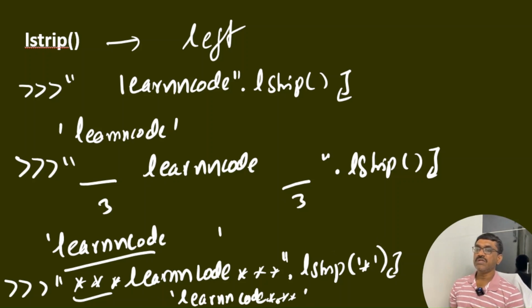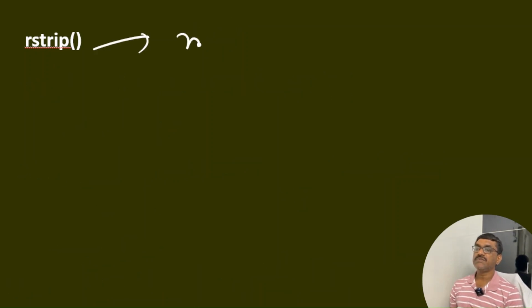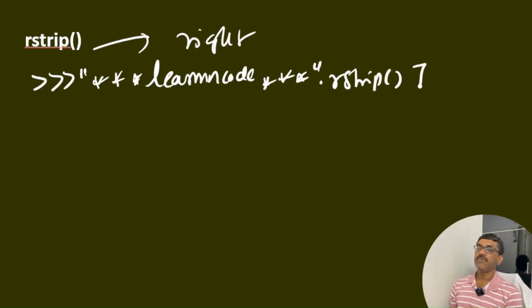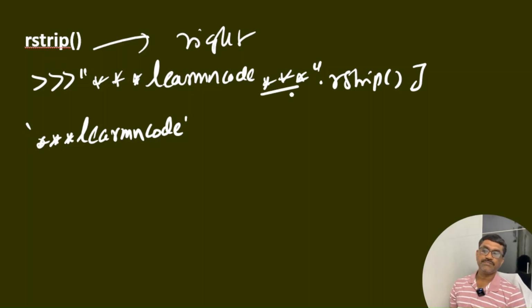So if you want to remove only the trailing characters, then we go for rstrip. R stands for right. The same example I can take. Assume that at the Python shell, I'm writing 3 stars, then learn and code, and again 3 stars. After that, if I use rstrip and press enter, you are going to get learn and code. The leading three stars will remain as is, and the trailing three stars will be removed.